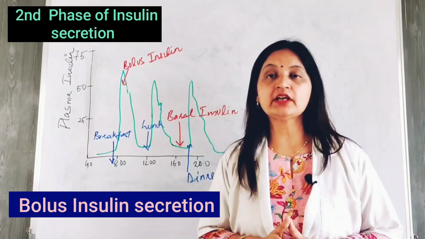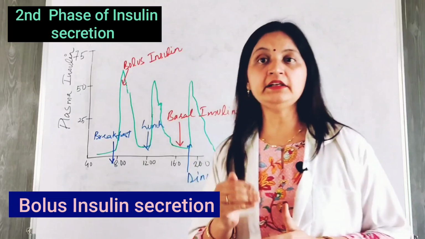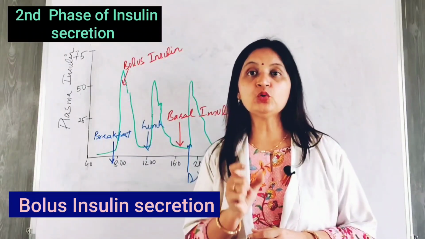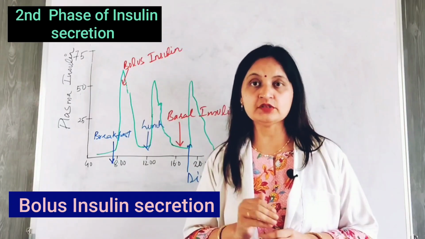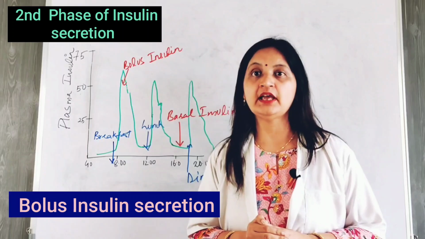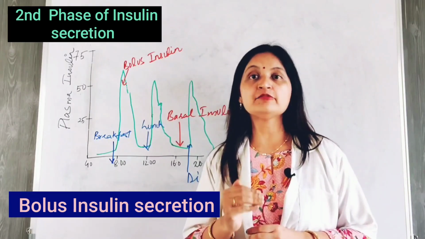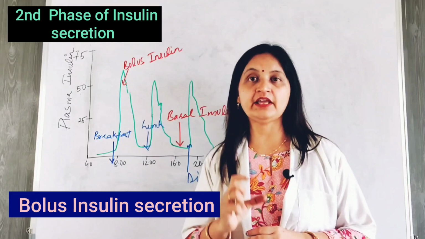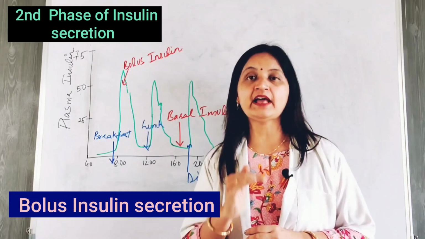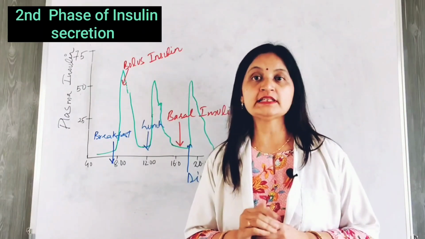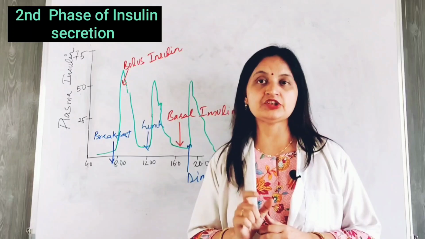Now as digestion continues and more glucose enters into the bloodstream, newly synthesized insulin is released into the circulation, and this helps to stabilize the blood glucose level, maintain it in the normal range and prevent hyperglycemia. So this is the second phase of insulin secretion.